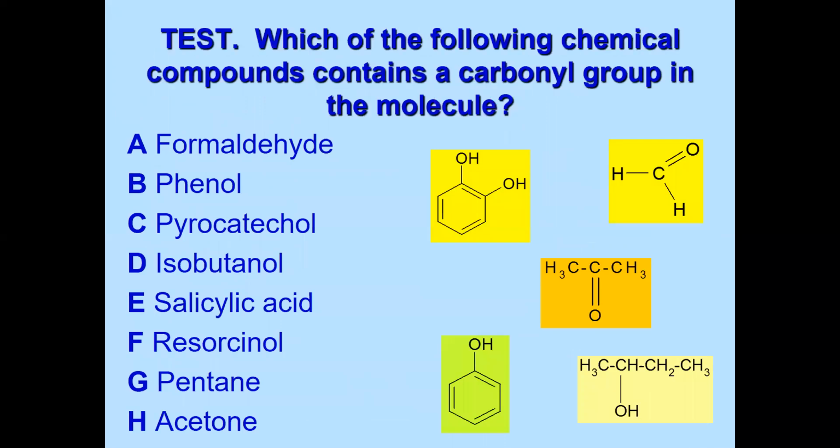Test. Which of the following chemical compounds contains a carbonyl group in the molecule? The correct answer is A. Formaldehyde, H. Acetone.